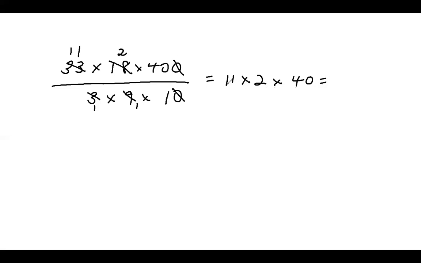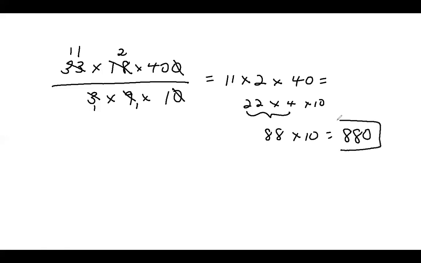So 11 times 2 is 22, times 4 times 10. So that is 88 times 10. I get 880 for my answer. That is a lot quicker and easier than doing all that multiplication and then a long division. So always look at what you can cancel.